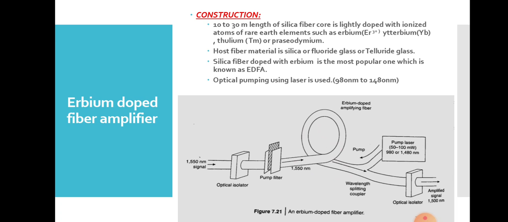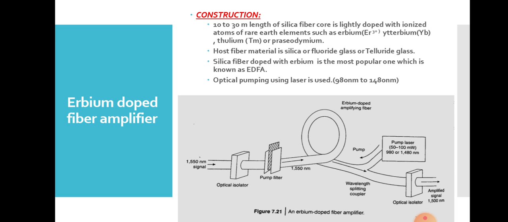Usually an EDFA consists of a 10 to 30 meter length of silica fiber whose core is lightly doped with ionized atoms of rare earth elements such as erbium. Sometimes it may be doped with ytterbium, thulium or praseodymium. Here the host fiber material is usually silica, fluoride glass or telluride glass. In the case of erbium doped fiber, we use silica glass as the host material and dope it with erbium.